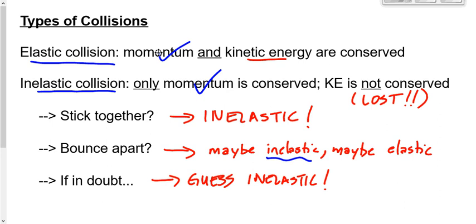So if they stick together, don't bother doing the calculation. You know it's inelastic. If they bounce apart, you know what, it's probably still inelastic, but you should do the calculation to check. But if you're having trouble with the calculation and you got to guess, what should you guess? Inelastic, because most collisions are inelastic. How come? Why are most collisions inelastic?